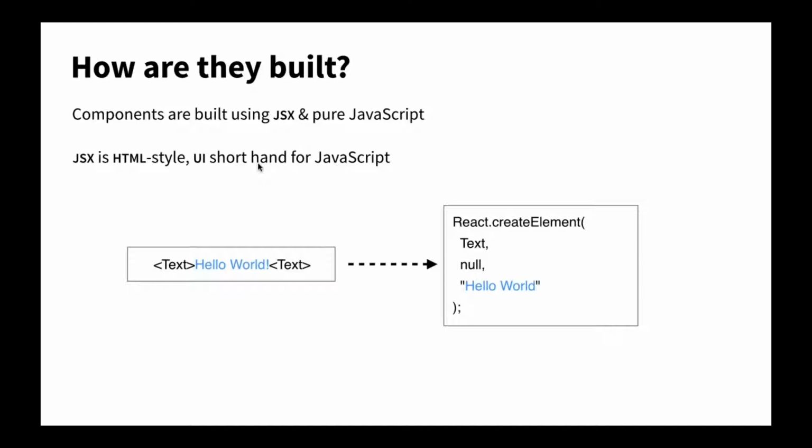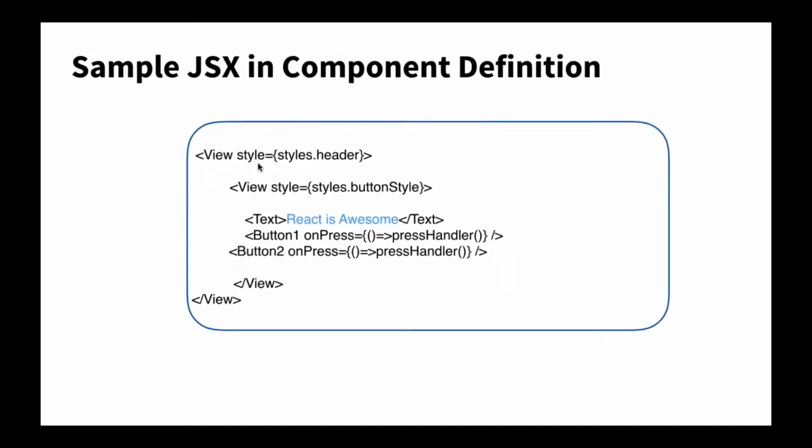So here's an example where a text component, a text element, is converted into this JavaScript command. And here we have a fuller JSX example defining an entire component. In this case, it's a view with a text element and two buttons.